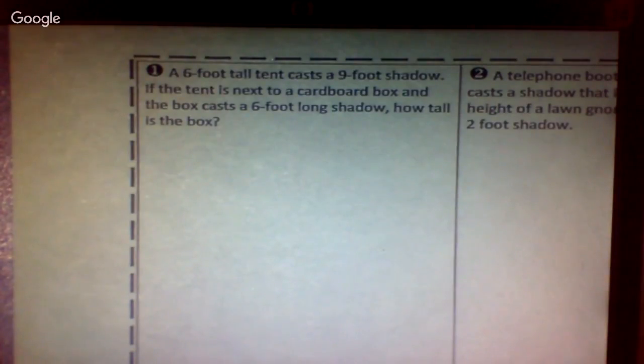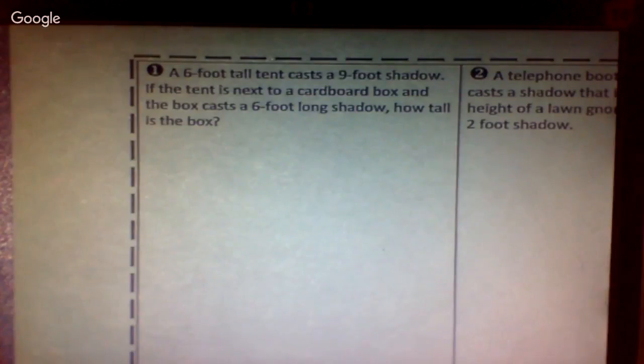So this time, they tell you that the figures are similar. We need to find the value that makes them similar. So this says you've got a 6-foot tall tent. You've got this tent set up in your yard and the sun's beating down on it. The tent is giving you a shadow across the ground that is 9 foot long. If the tent is next to a cardboard box, sitting on the ground outside of the tent, and the box is casting a 6-foot long shadow, they want to know, how tall is your box?